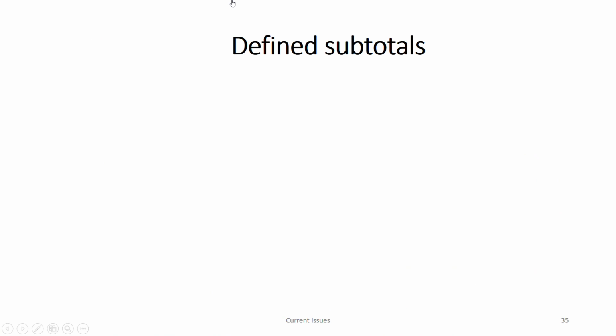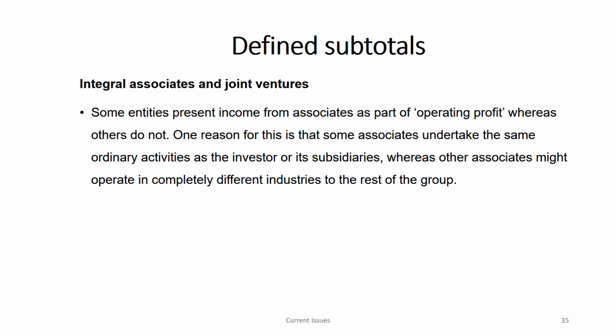Now we are going to cover integral associates and joint ventures. What is it? See, some entities present income from associates as a part of operating profit, but others do not. Why? One reason for this is that some associates undertake the same ordinary activities as their investor or its subsidiaries.